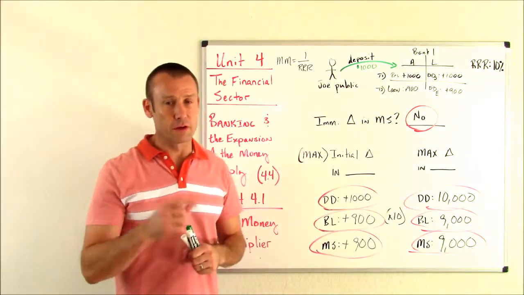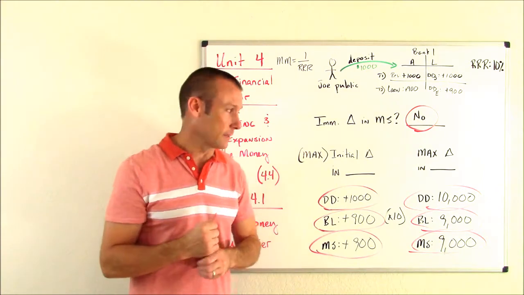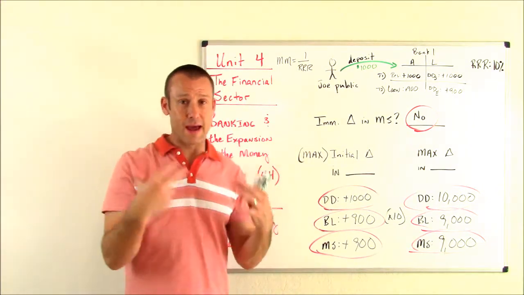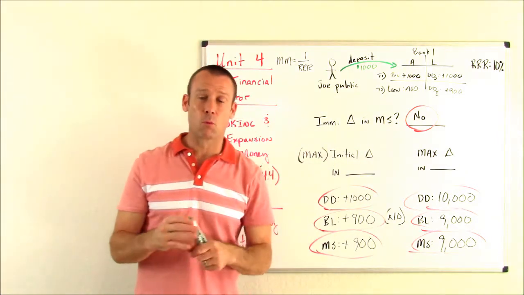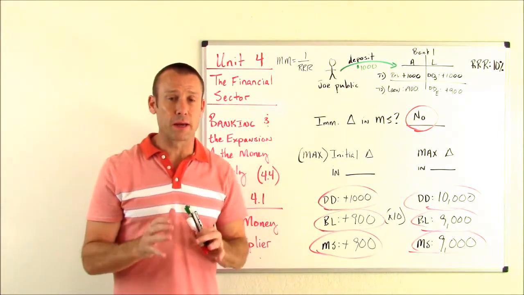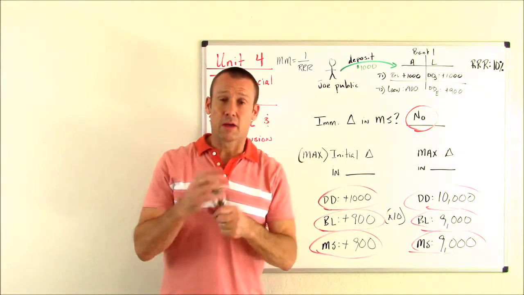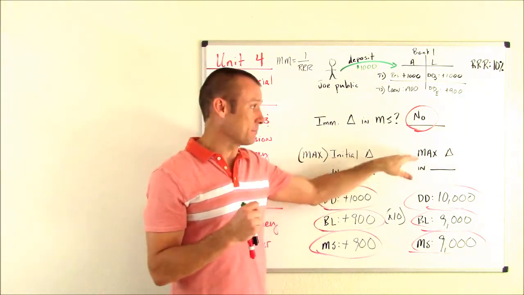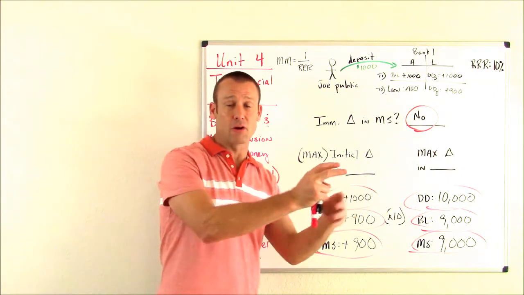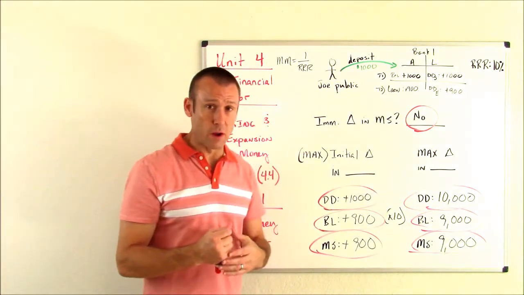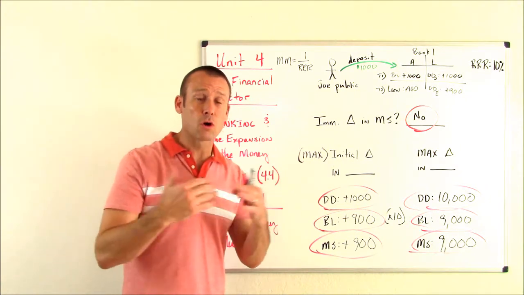Now, I know it's been a long video, but let me just give you one last thing. Why max? Okay, we needed 2 things to happen to get max. Number 1, we needed every single bank to lend out all of their excess reserves. And then finally, the other thing is we needed to have no currency drains.